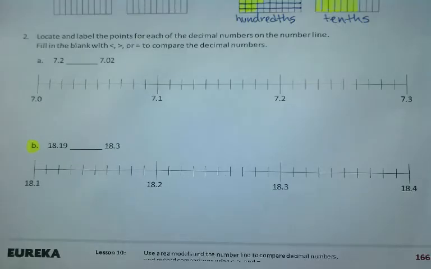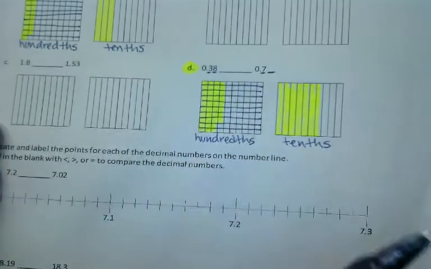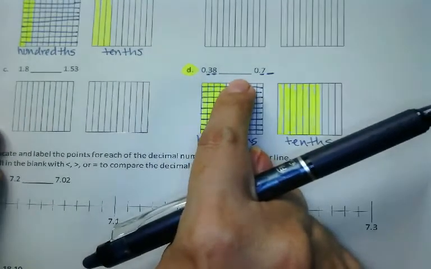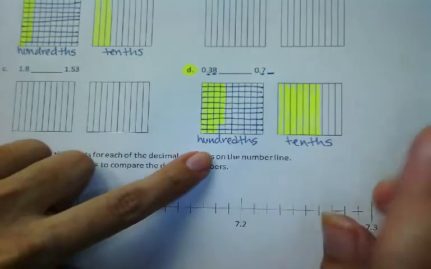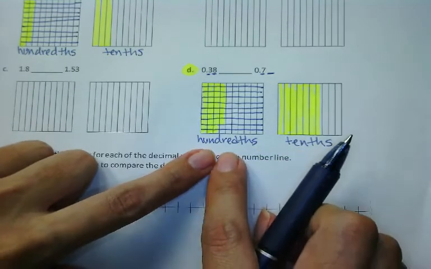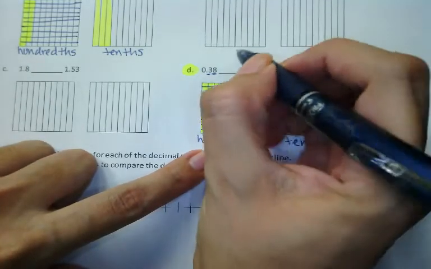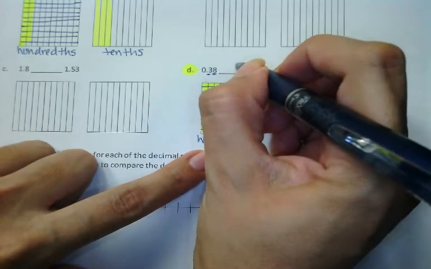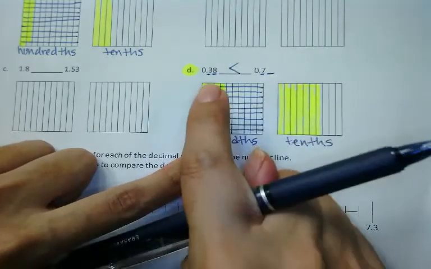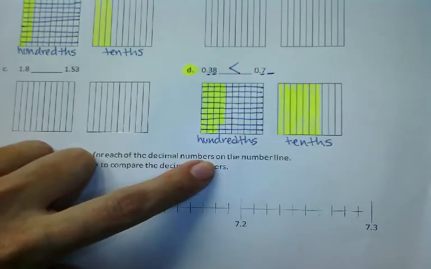Now let's go ahead and do problem number 2. Some of you might prefer to compare these fractions, and I just noticed I didn't finish letter D on number 1. So now looking at the shaded parts, which one do you see is shaded with a larger portion? Yes, 0.7. So we could say that 0.38 is less than 0.7.